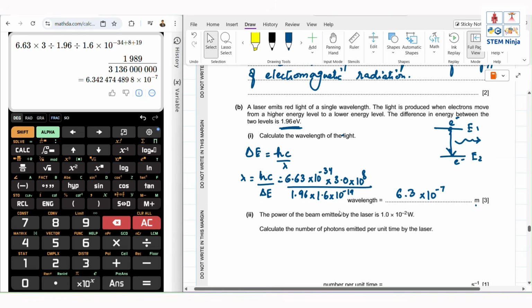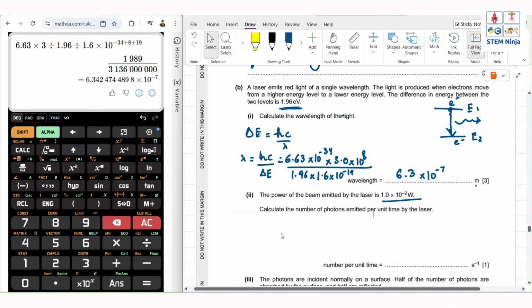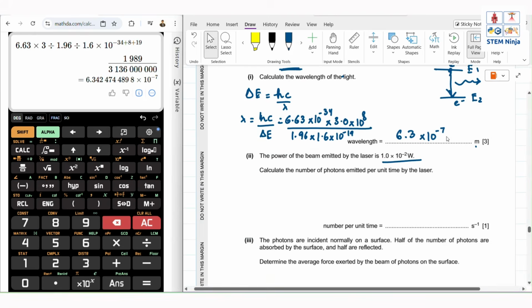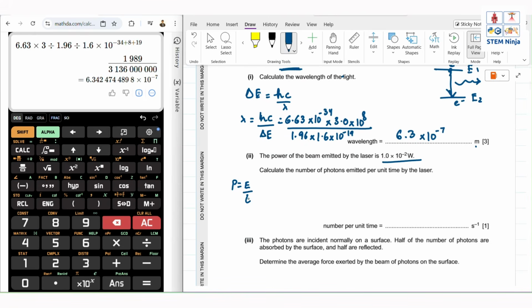The power of the beam emitted by the laser is 10 raised to power minus 2 watt. Calculate the number of photons emitted per unit time by the laser. Power is simply energy per unit time. Energy is N times hc over lambda, over time.